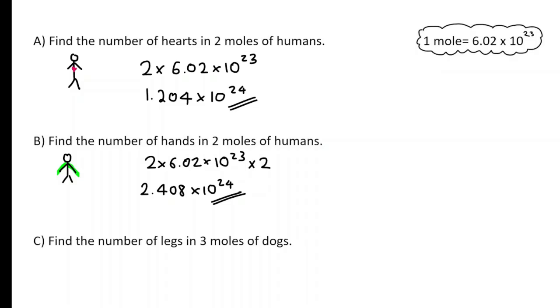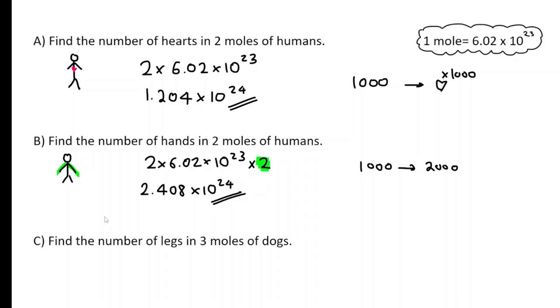Now, if you find this a little confusing, instead of a mole, think about 1,000, right? If you think about 1,000 humans, they will have 1,000 hearts. However, 1,000 humans have 2,000 hands because each person has 2 hands. Like that, here in the first example, the number of humans is the same as the number of hearts. But in the second example, the number of humans should be doubled to get the number of hands.